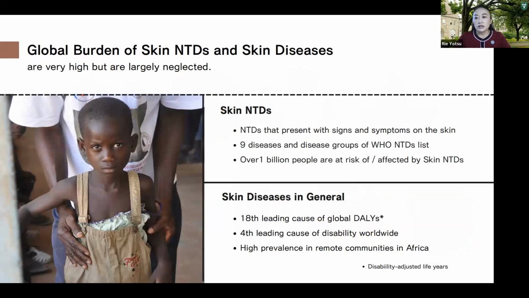So the global burden of SkinNTDs, but also of skin diseases, is very high, but largely neglected. SkinNTDs are known to affect over 1 billion people who are at risk of or affected by one of the SkinNTDs, or sometimes co-infected. Skin diseases in general are the 18th leading cause of global disease burden in terms of life years. That is a measurement of how the disease impacts an individual. They are also the 4th leading cause of disability worldwide. Also, high prevalence is seen in remote communities of low and middle income countries, including in Africa.